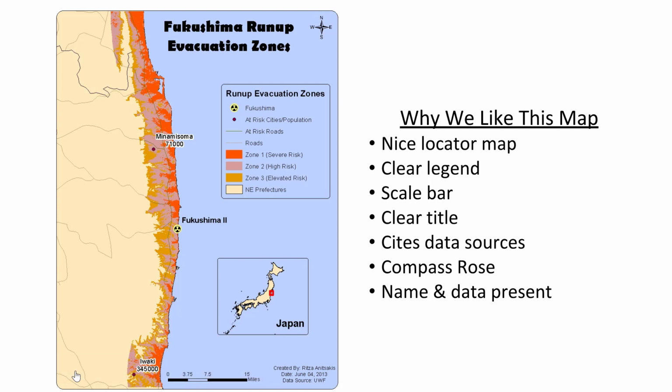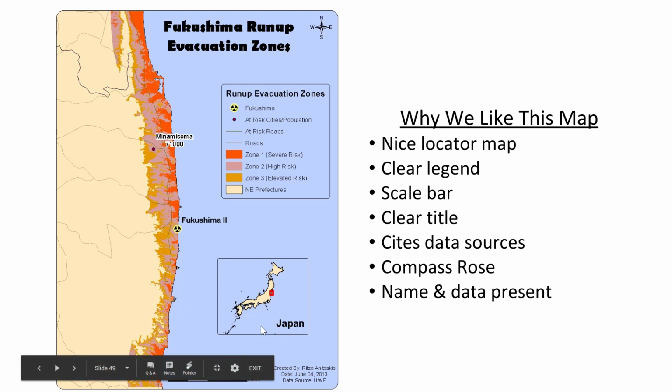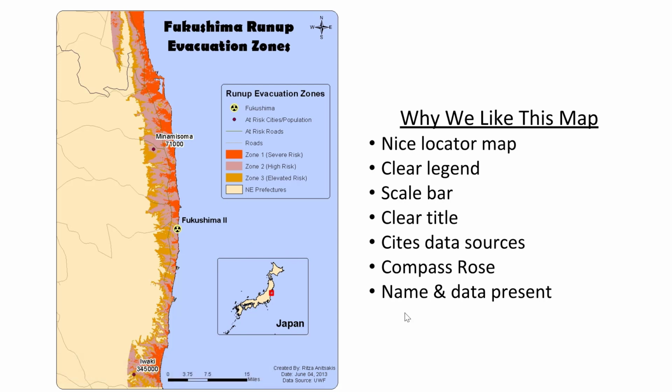This right here is a map of the Fukushima runoff evacuation zones. So again, this is a really great locator map. It's a very, very clear legend. Really nice scale bar down on the bottom half of the map. A clear title. It cites the data source. Has a really nice compass rose, and also gives the name and date of who created the map.